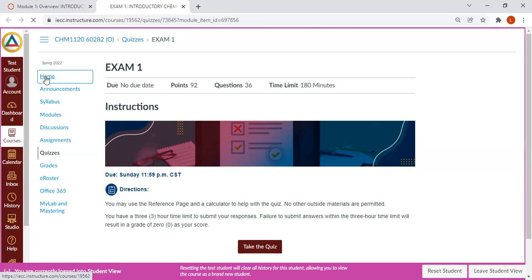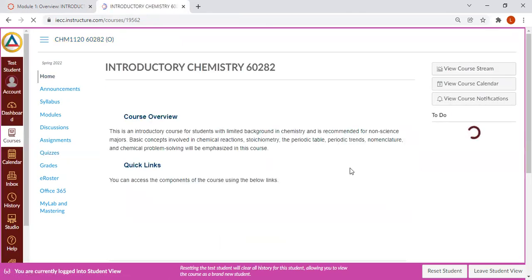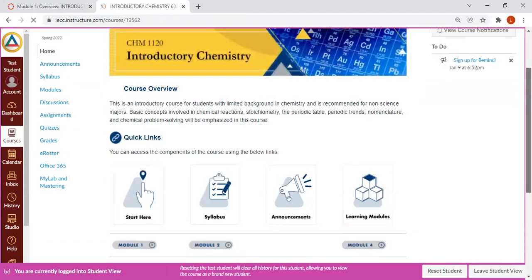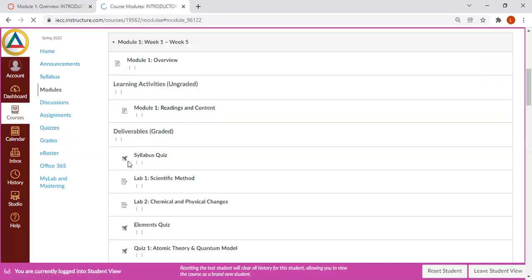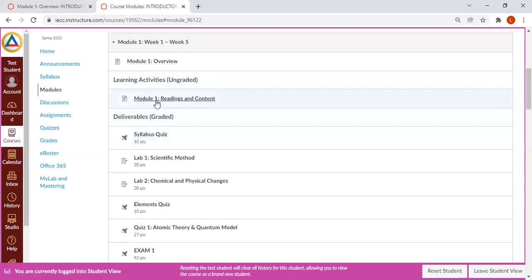All right, where were we? We were at home, and we were in module 1. So here, that was the overview. These are the things that are not going to get a grade. It's called a learning activity. That means that there's no grade for it.